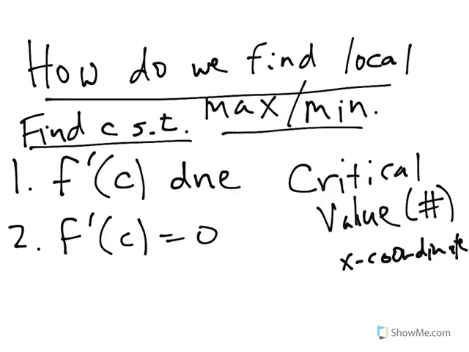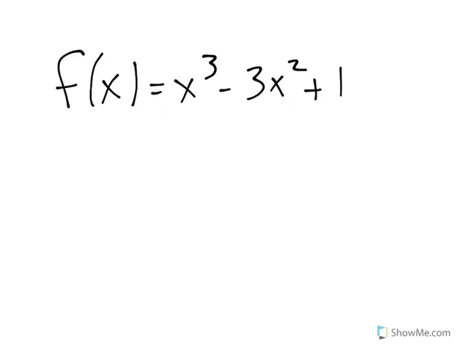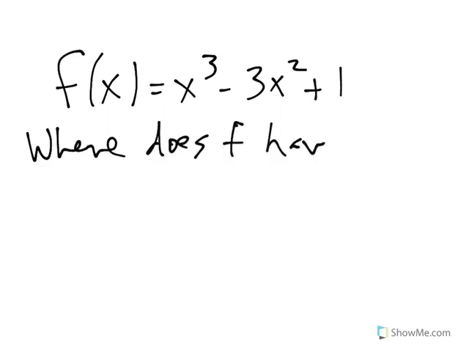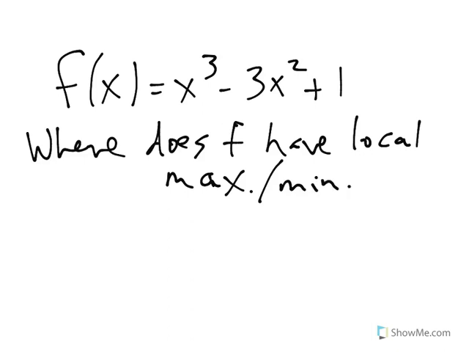Let's take a look at a quick example. Let's say we have something like f of x equals x to the third minus 3x squared plus 1. And we want to know, where does f have a local max and min? And that's assuming that it even does, right? We know that some functions don't even have local maximums and minimums. So it could be possible that this doesn't have a local maximum or a local minimum. We've seen functions like that.